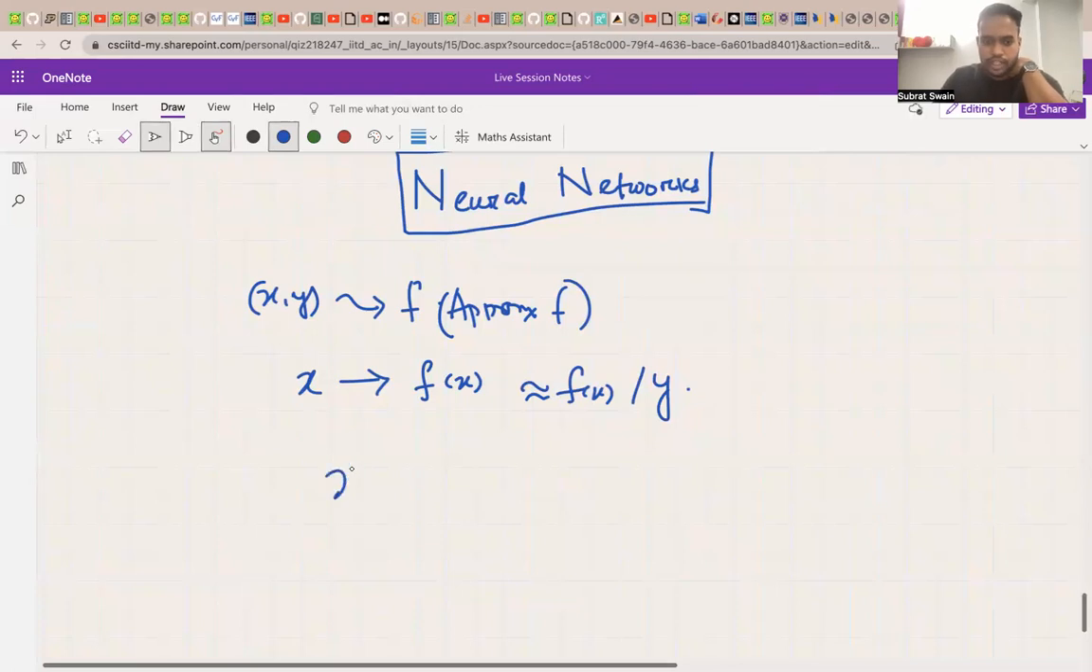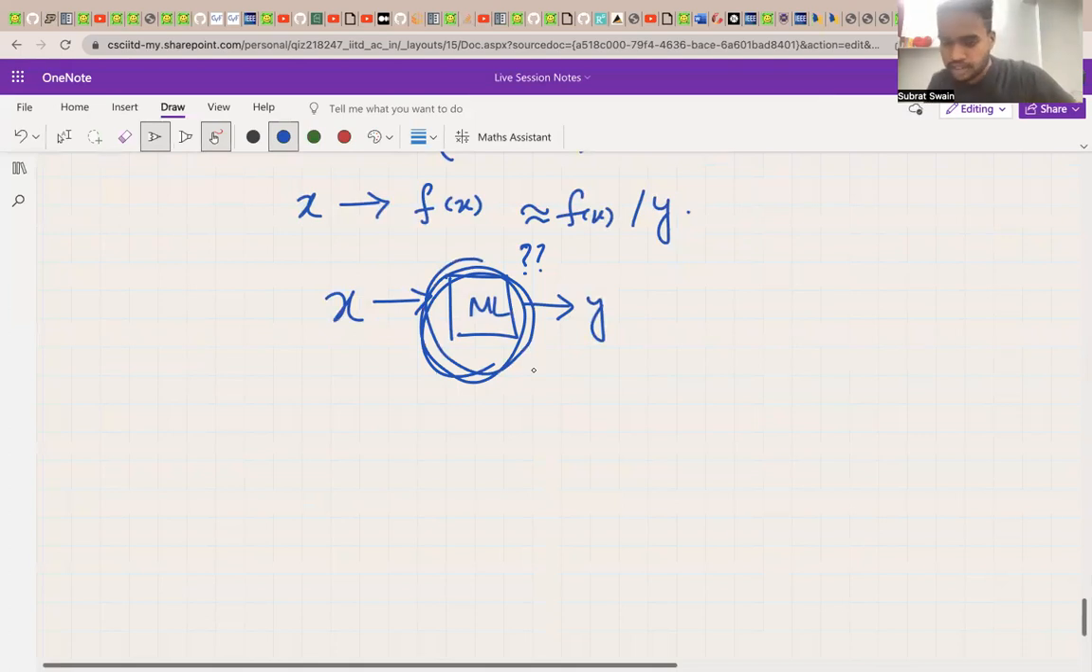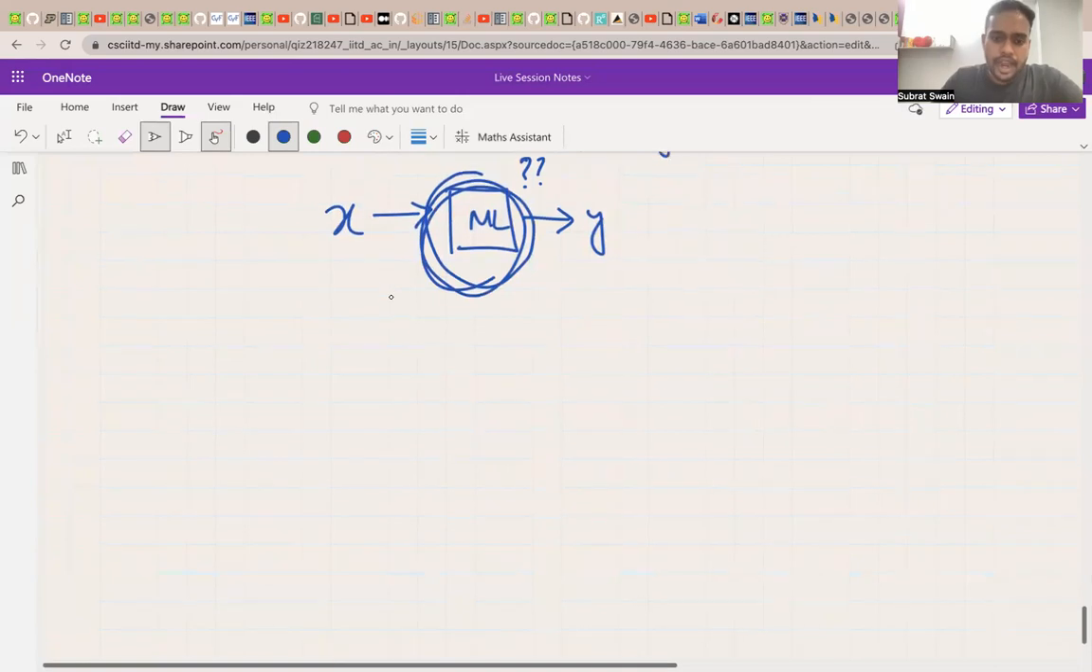So last class I told you that this X will be fed to an ML algorithm, and you will get Y. So in this class we'll look at what this ML algorithm is. Till now we don't know, it's just a black box for us. So we'll now uncover what this ML algorithm is.